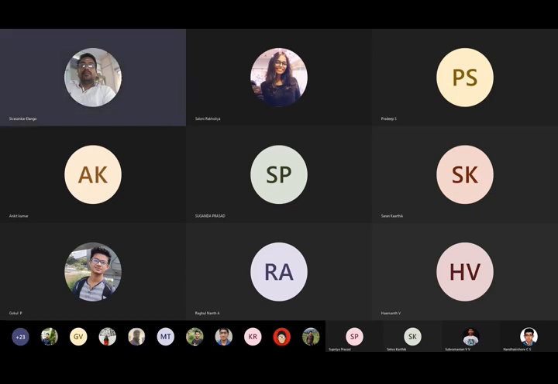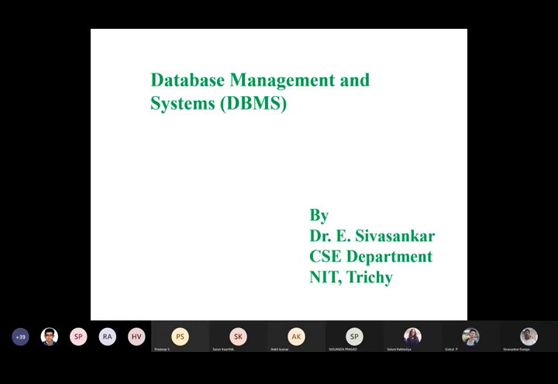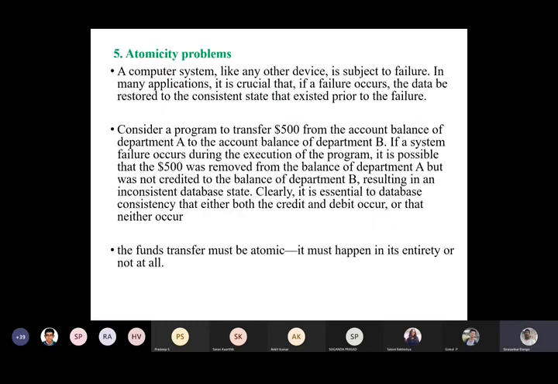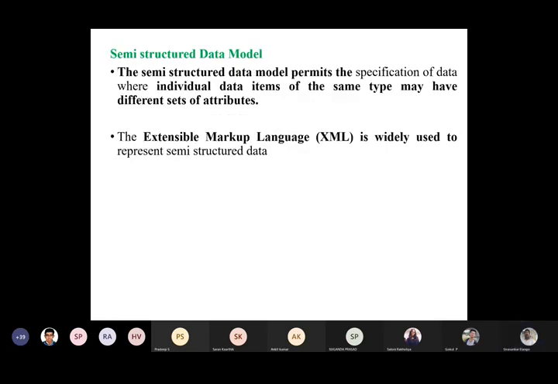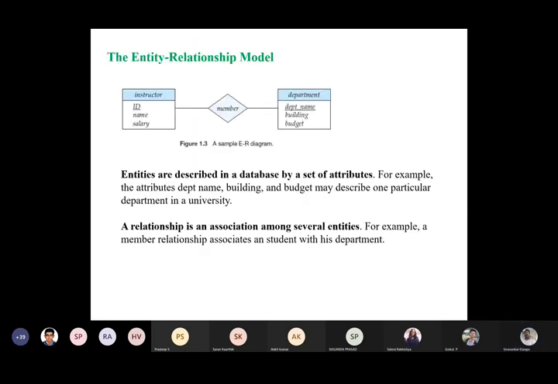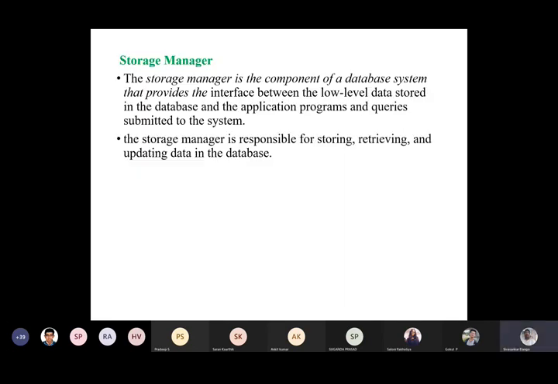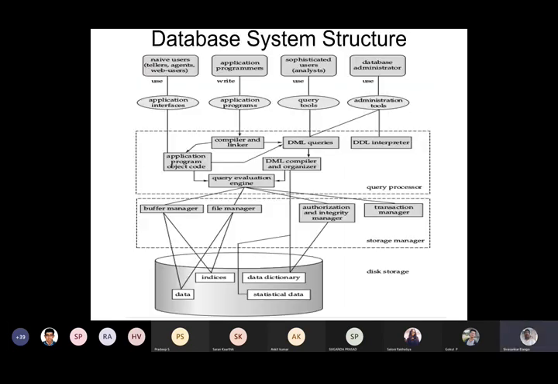So in today's class, let us study the architecture of a commercial database management system. Let me start with the architecture diagram. This is the database system structure or architecture diagram of any commercial database management system. In the bottom tier you have disk storage components, right?